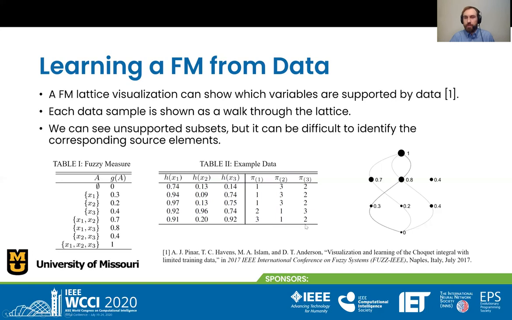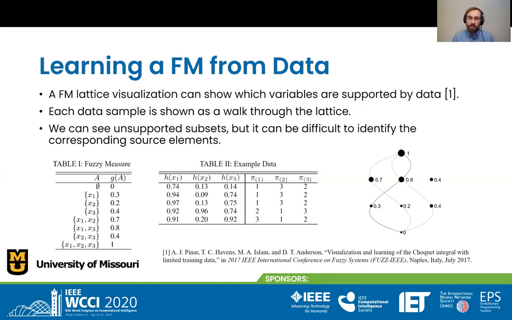permutations of the data. And we can visualize this using a lattice diagram where we start with the empty set at the bottom, we work our way up to the full set. So the first row is just singleton elements, the second row is subsets with 2 elements. And every one of these data points is then a walk through this diagram that shows which subsets were activated. This is a nice way of visualizing where our data is being utilized in the fuzzy measure.